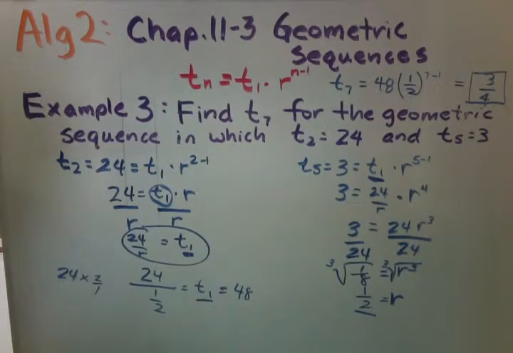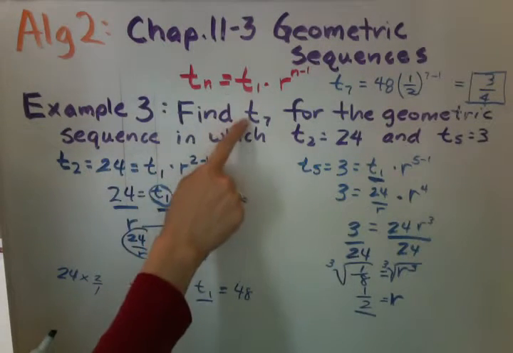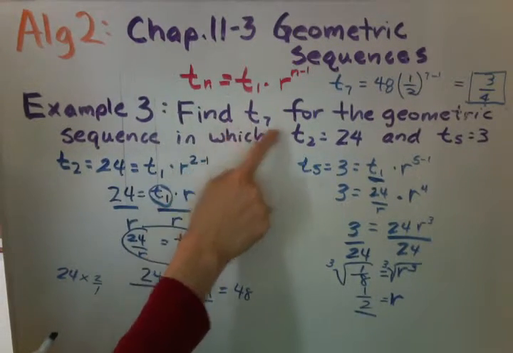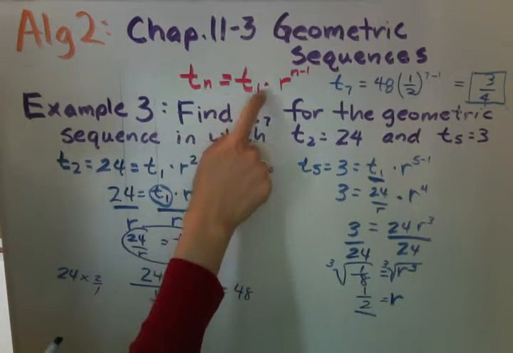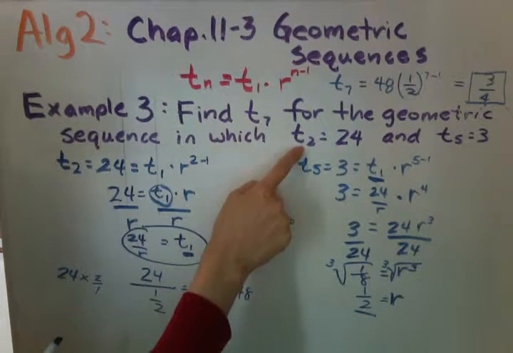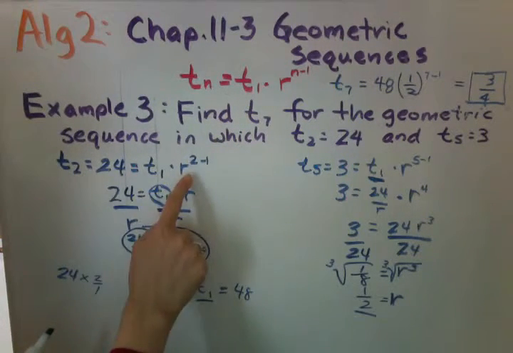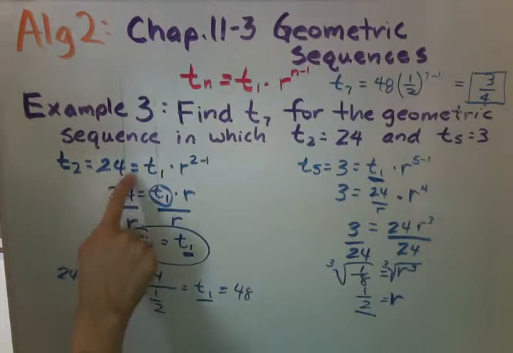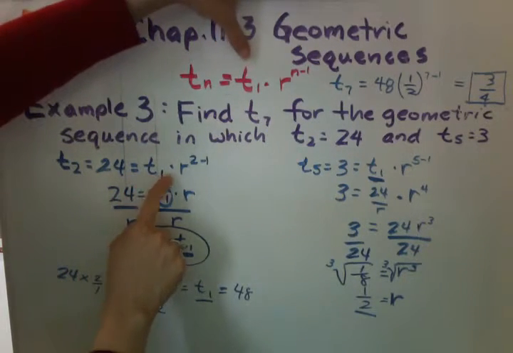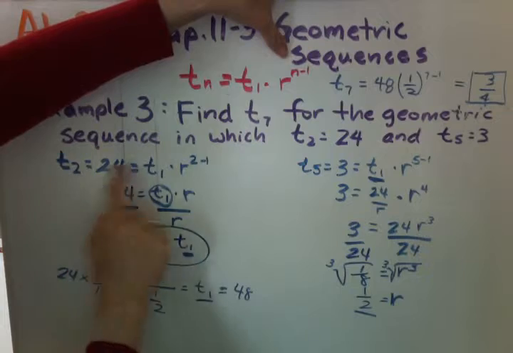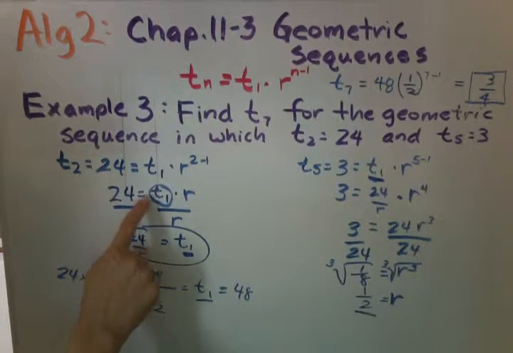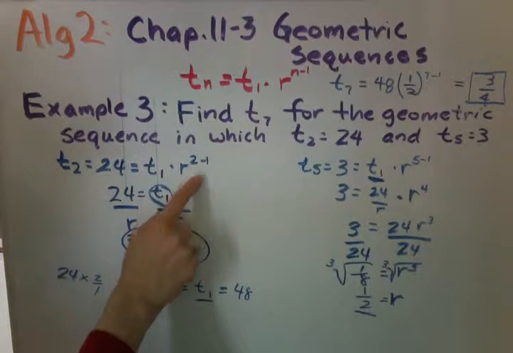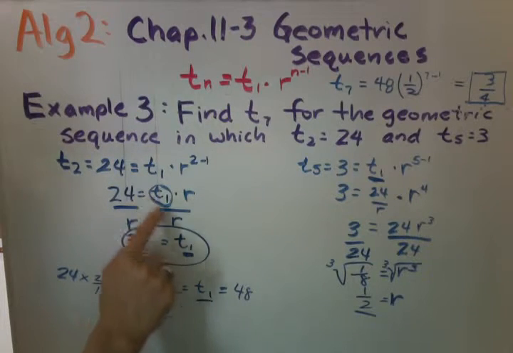So I'll review this one more time. We're looking for the value of the 7th term, and we're only given the 2nd term and the 5th term. We do not know the 1st term or the common ratio, so we have to use this. We plug in what's given: 24 equals the 1st term times r, and then n is the 2nd term minus 1. Then we simplify it. 24 equals t1, r is now to the 1st power. We're going to find the 1st term.